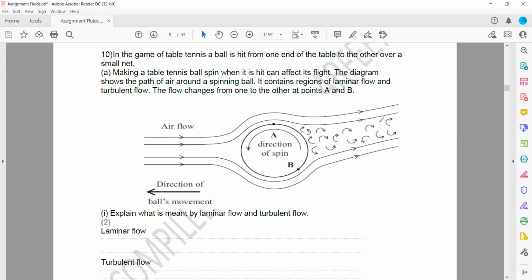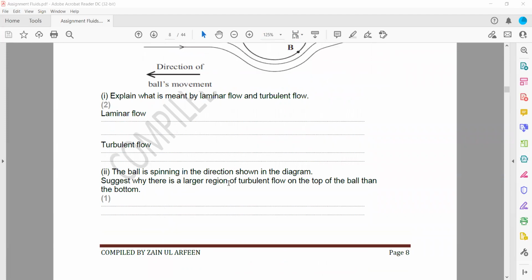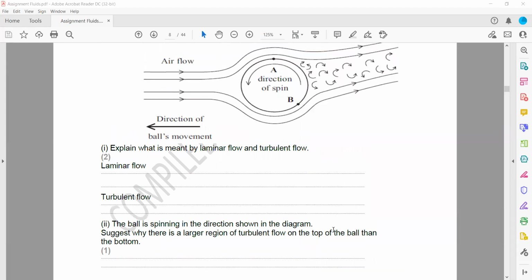So there's a spinning ball and the path of air is shown. The ball is moving towards the left and the fluid will be in the opposite direction, the fluid flow. So what is meant by laminar? Laminar means no abrupt change and turbulent means there will be abrupt change. The ball is spinning in the direction as shown. Suggest why there is a large region of turbulent flow at the top of the ball than at the bottom.